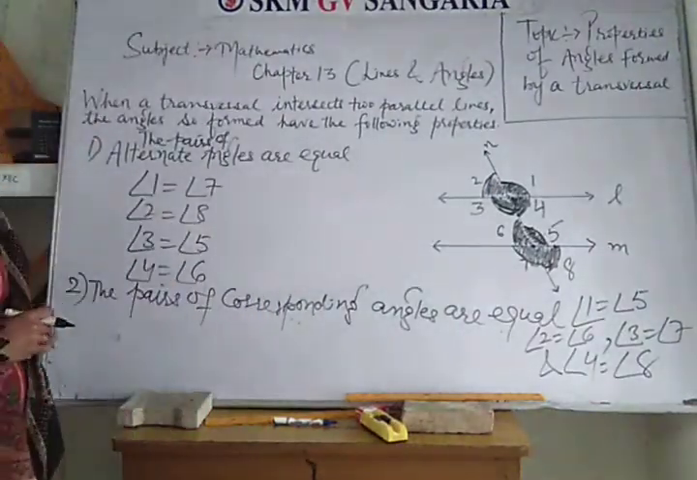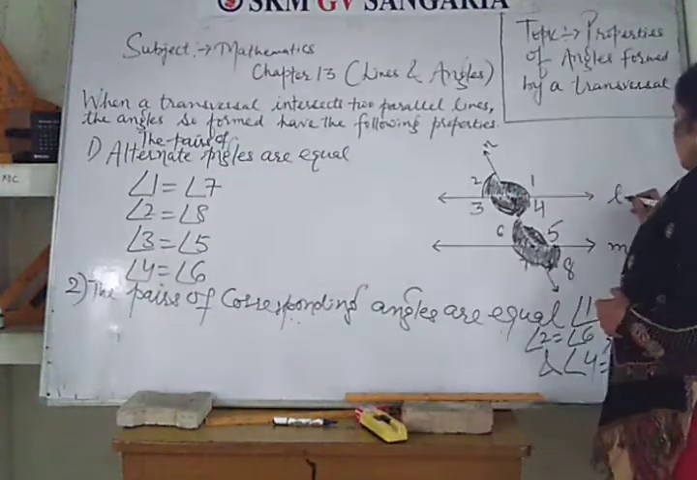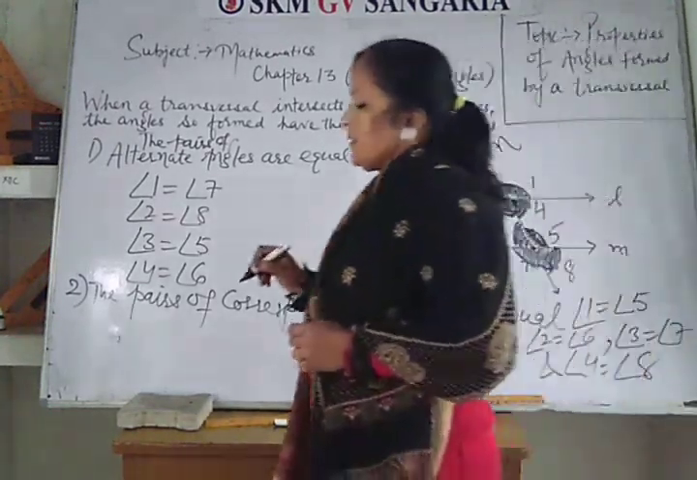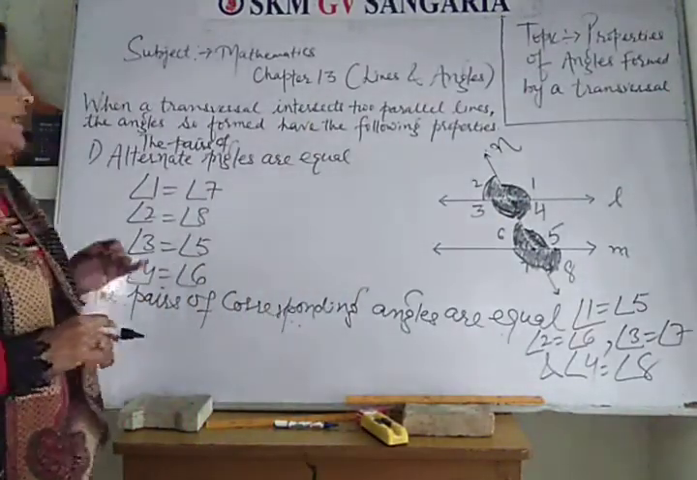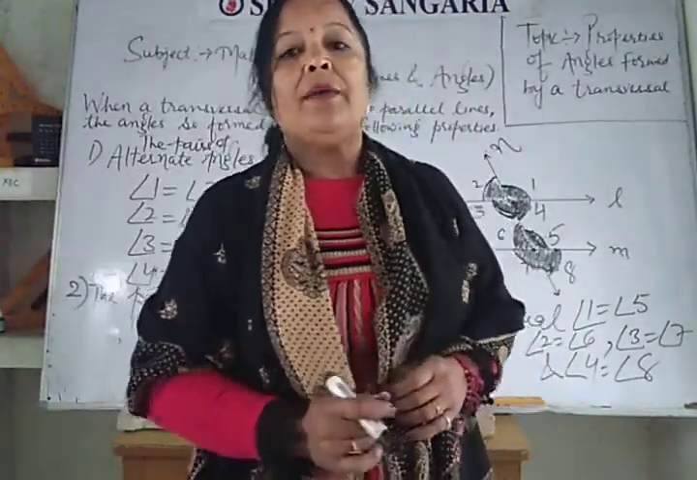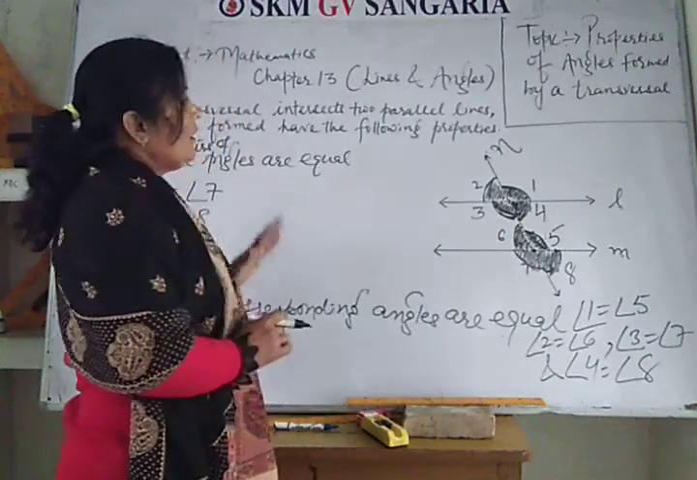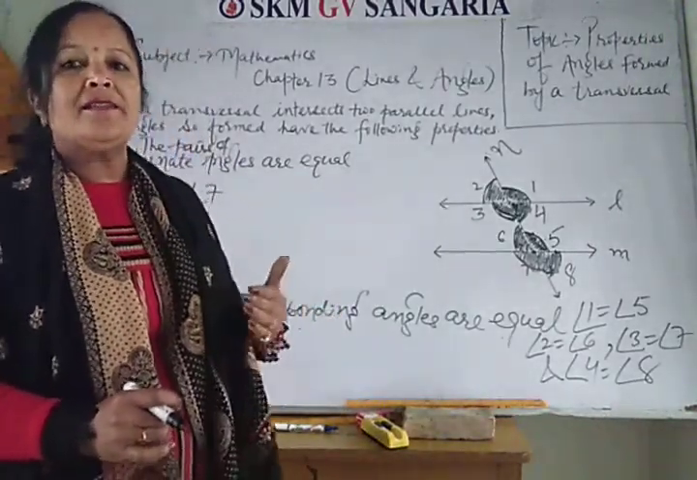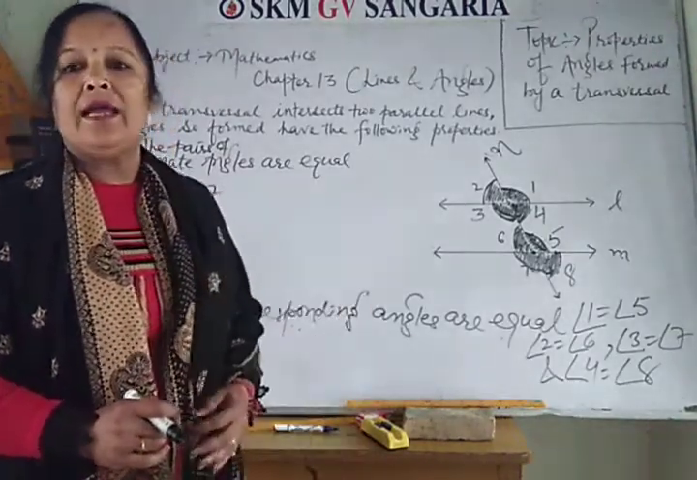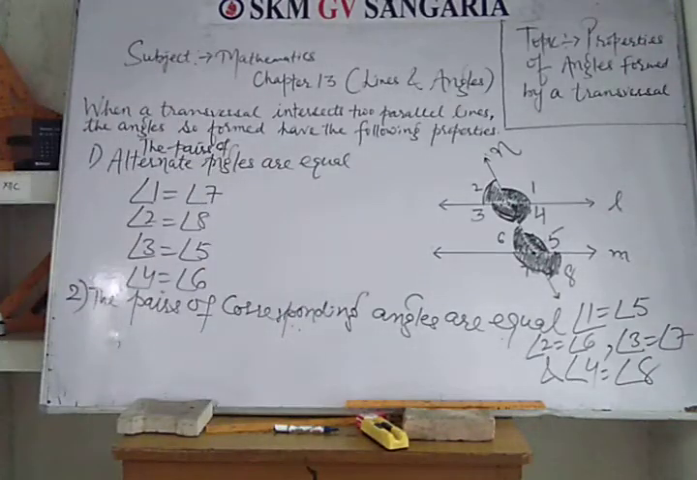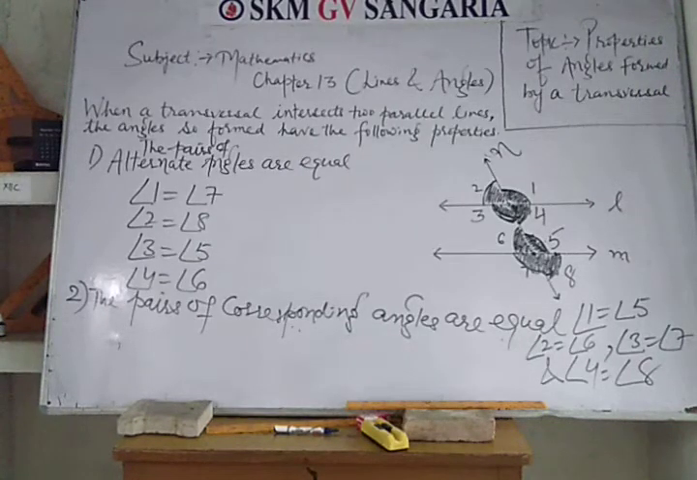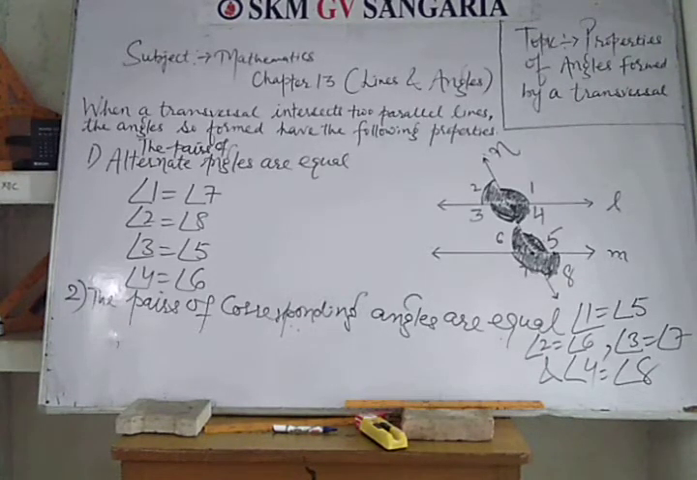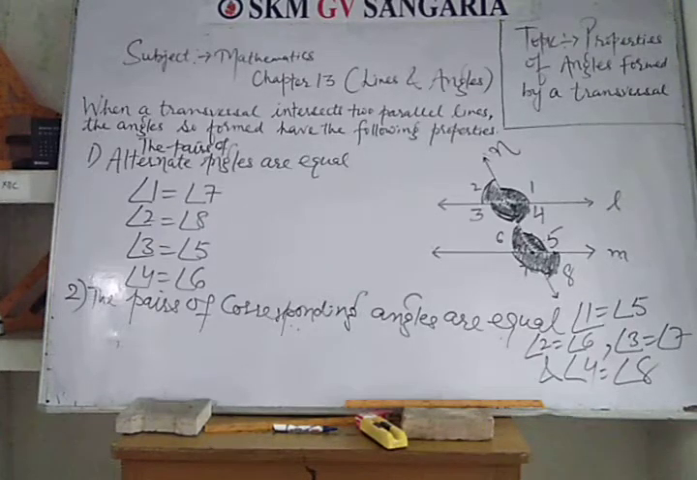Therefore, we can say that L is parallel to M, and this third line N is called the transversal. When this transversal N intersects two parallel lines, the pairs of corresponding angles are equal. Conversely, when pairs of corresponding angles are equal, then line L is parallel to line M. If any pair of corresponding angles made by a transversal on two lines are equal, then the two lines L and M are parallel to each other.